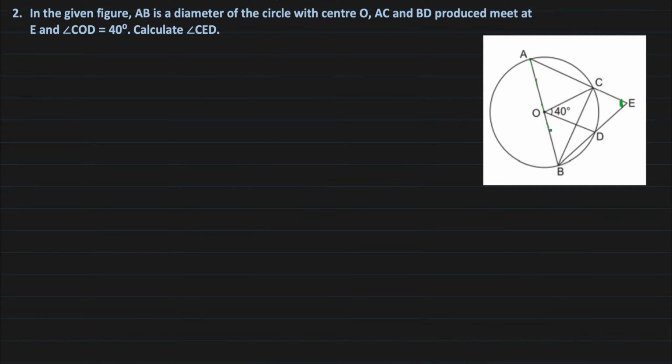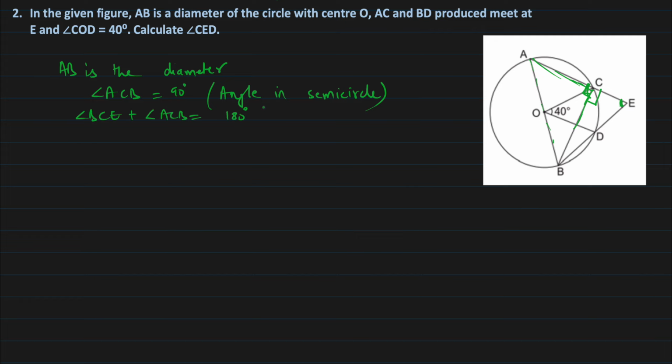Now AB is the diameter. So let's write: AB is the diameter. So can I say angle ACB, this angle, is 90 degrees? Reason: angle in a semicircle. So BCE plus ACB are both 180, that's a linear pair, right? So I can say BCE is also 180 minus 90 degrees. We have this also as 90 degrees.